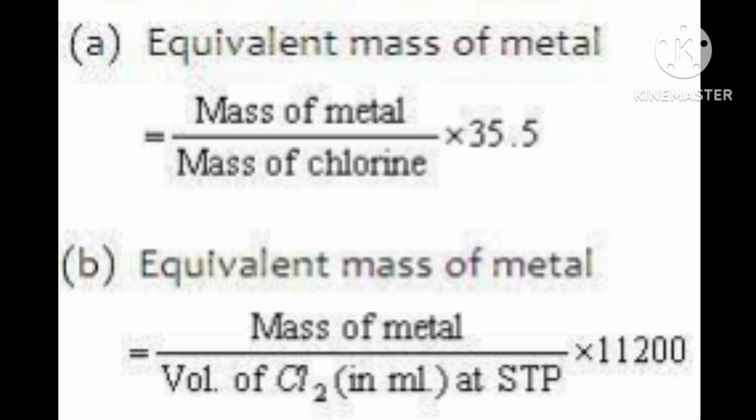Similarly, the equivalent weight of a base is equal to the molecular weight of the base divided by acidity. Here acidity means the number of replaceable OH ions, hydroxyl ions. In NaOH, only one OH is there, hence its acidity is 1. Calcium hydroxide, Ca(OH)2, its acidity is 2 because 2 replaceable OH ions are there.